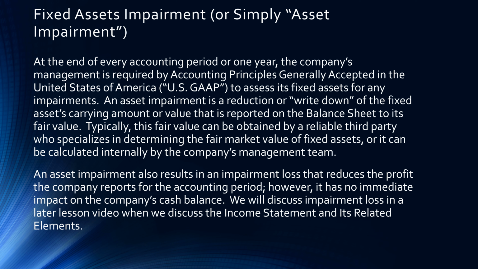Typically, this fair value can be obtained by a reliable third party who specializes in determining the fair market value of fixed assets, or it can be calculated internally by the management team of the company. An asset impairment also results in an impairment loss that reduces the profit the company reports for the accounting period. However, it has no immediate impact on the company's cash balance. We will discuss impairment loss in a later video lesson when we discuss the income statement and its related elements.